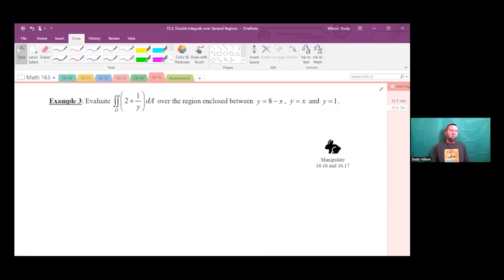Example 3, evaluate the double integral over D of 2 plus 1 over y dA over the region enclosed between y equals 8 minus x, y equals x, and y equals 1. So again, our first step is to sketch the region.